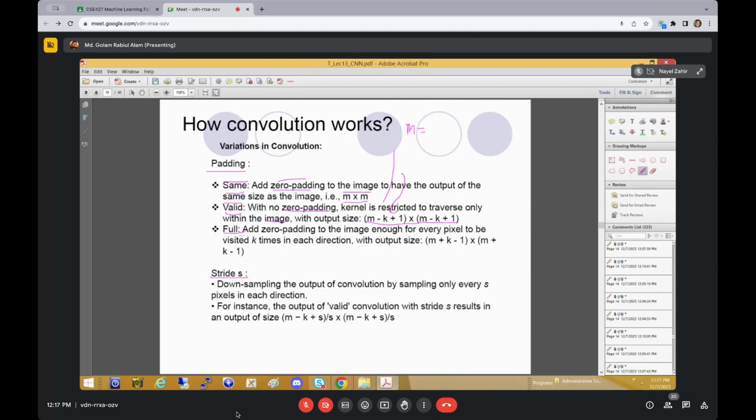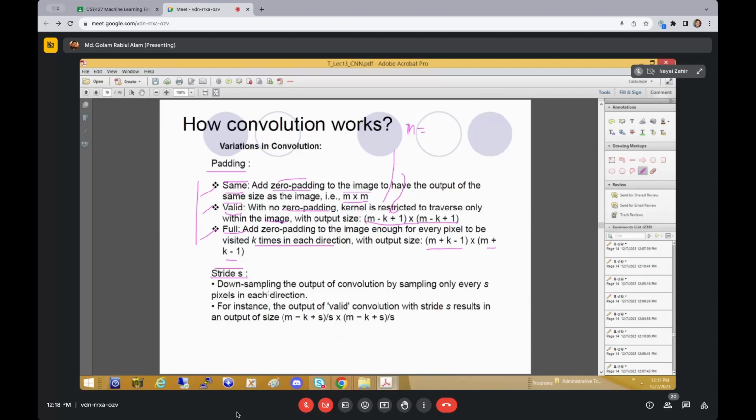And full here is add zero padding to the image enough for every pixel to be visited k times in each direction. In that case, the output size will be m plus k minus 1 by m plus k minus 1. That means for the padding, we have 3 options: same, valid, and full. And for each and every case, the output size will be different. And here is the stride. In these calculations, we have considered stride equal to 1.